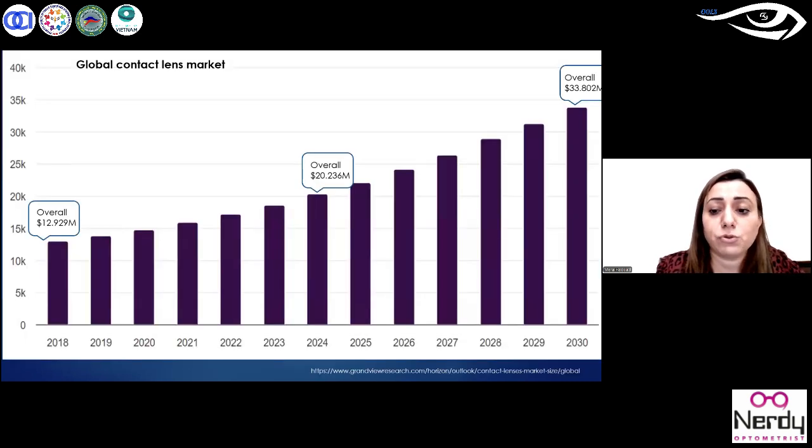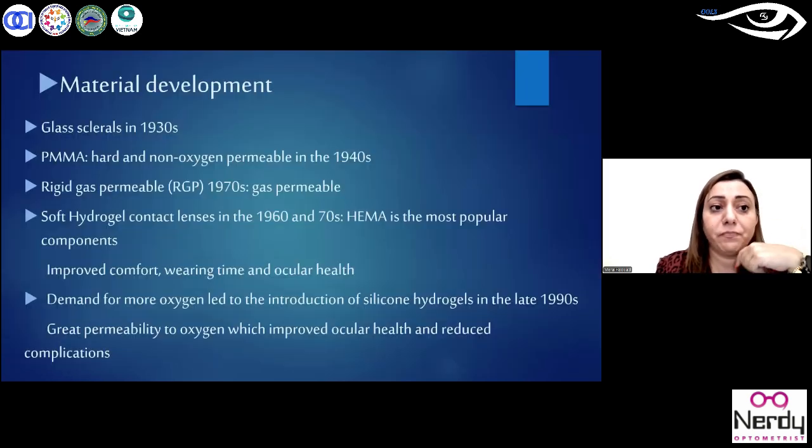This is the market. If you see from 2018 to 2030, the market is growing. The market of contact lenses is growing, and that's a good thing. People are just heading toward contact lenses more and more. And of course, the revenue is increasing as well.